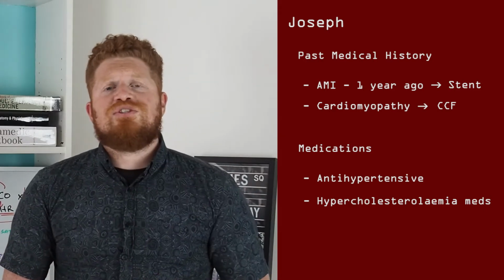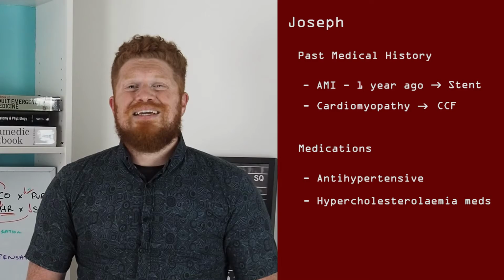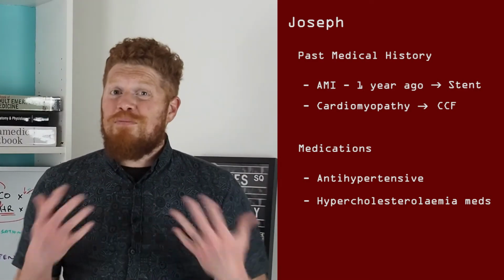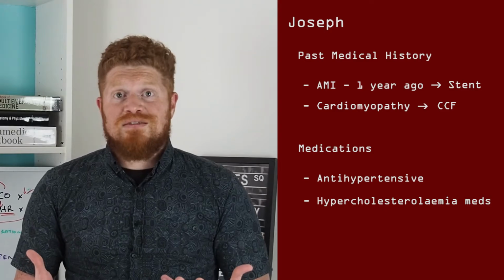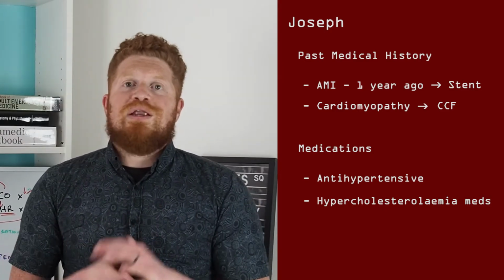We also know that Joseph has cardiomyopathy and heart failure. Heart failure, if I put it very simply, is a compromise in the ability for the heart to pump efficiently. If he has a compromised stroke volume under normal circumstances, he's almost certainly going to progress into a decompensated phase much quicker when he is shocked.